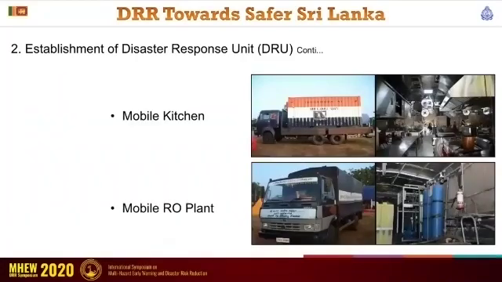DRU designed a mobile kitchen and a mobile RO plant. The mobile kitchen is very much important to provide hot cooked meals during a disaster for the victims and the rescue teams also. Then the RO plant is to provide healthy, clean water for the victims, because we all know that during a disaster situation, water contamination is a common case.